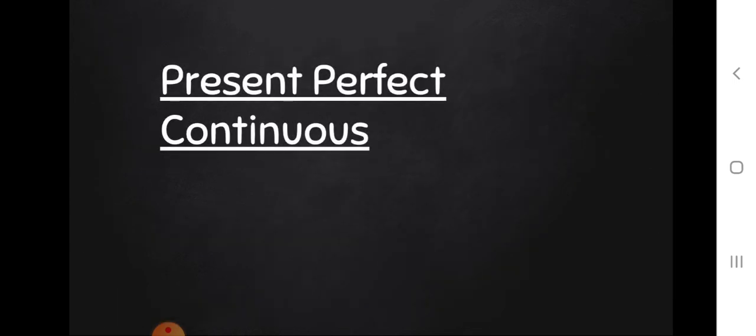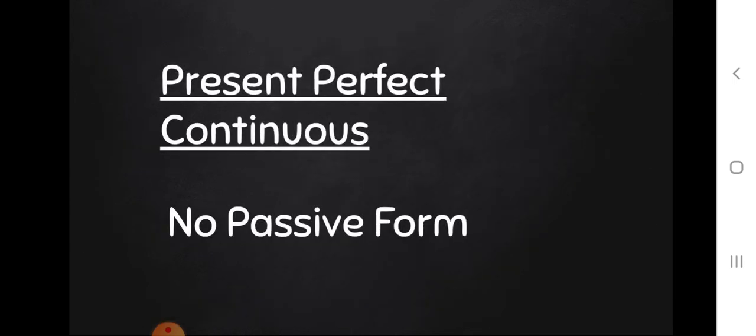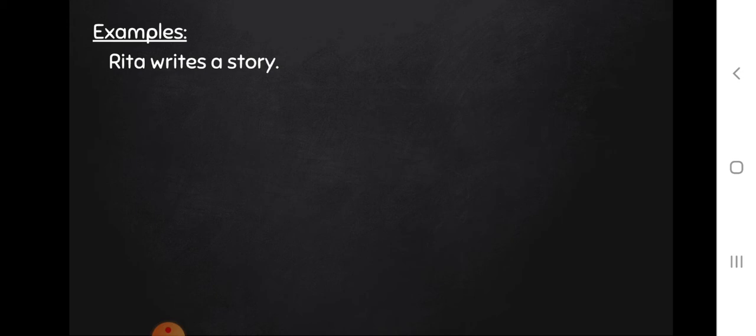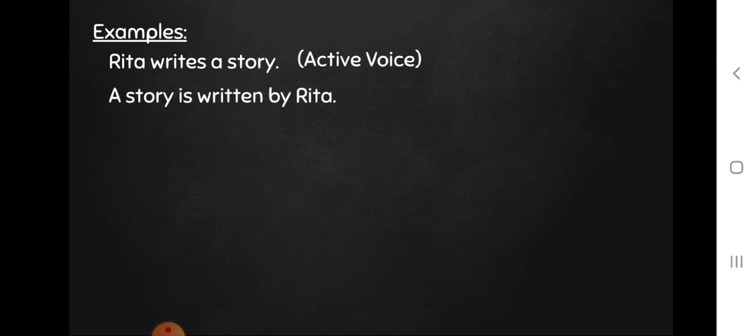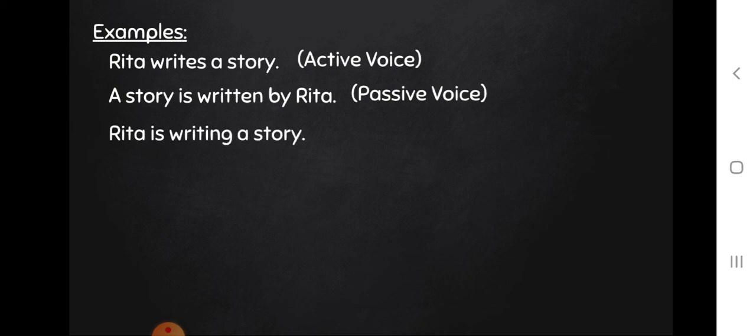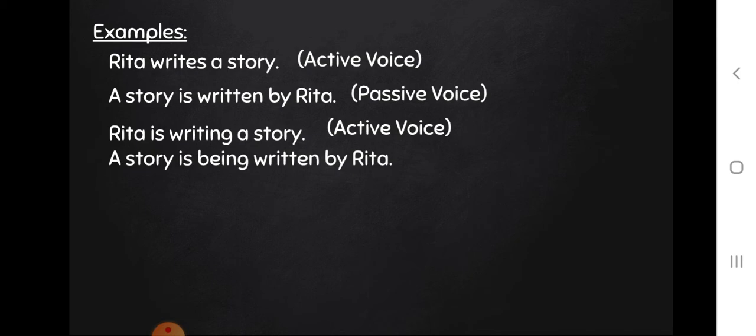Now we come to present perfect continuous tense. We need to remember we cannot form passive voice of present perfect continuous tense. Let's take up some more examples. Rita writes a story. Here Rita is the subject and a story is the object. So the passive of this will be a story is written by Rita. Rita is writing a story. So the passive will be a story is being written by Rita.